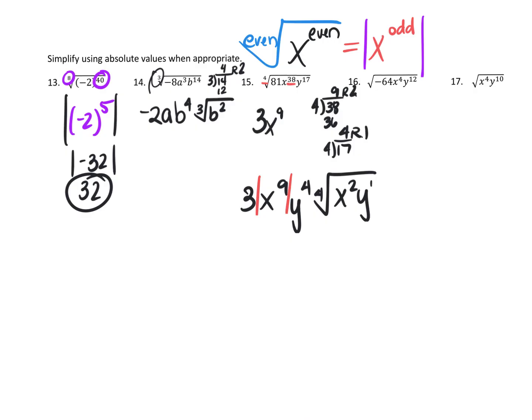Number 16, can an even root be negative? No, this is undefined. Okay, look for that problem. Identify it right away. Number 17, remember that this is the square root. So the evens, I have to look out for absolute value here. The square root of x to the 4th. 4 divided by 2 is 2, so x squared. 10 divided by 2 is 5, y to the 5th. That was even, odd, so I'm going to put absolute value around my y to the 5th.